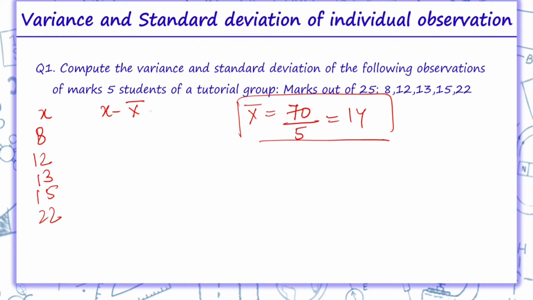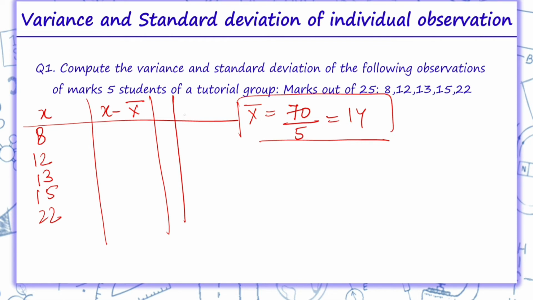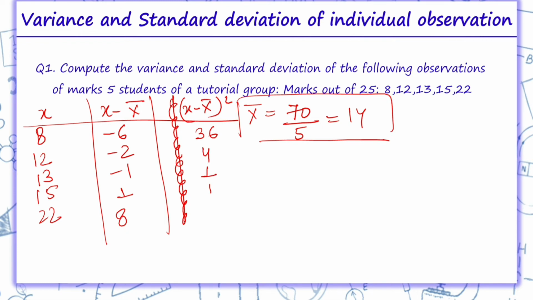This is the mean. Now we'll find x minus x mean, and then also its square. So 8 minus 14 is minus 6, 12 minus 14 is minus 2, 13 minus 14 is minus 1, 15 minus 14 is 1, 22 minus 14 is 8. Here we don't have to take the mod; the minus values will be there. So minus 6 square is 36, then 4, 1, 1, and 8 square is 64. We'll sum these. The sum is 106.